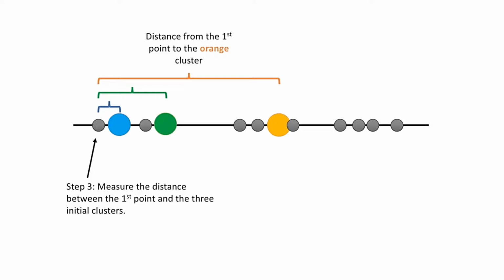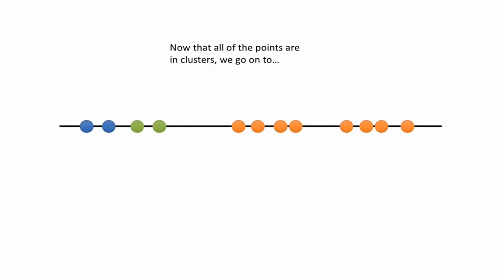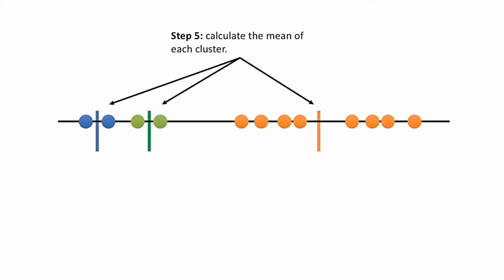Now we do the same thing for the next point. We measure the distance and assign the point to the nearest cluster. Now we figure out which cluster the third point belongs to. We measure the distance and assign the point to the nearest cluster, and the rest of these points are closest to the orange cluster. So they all go into that one too. Now that all the points are in the clusters, we go on to Step 5.